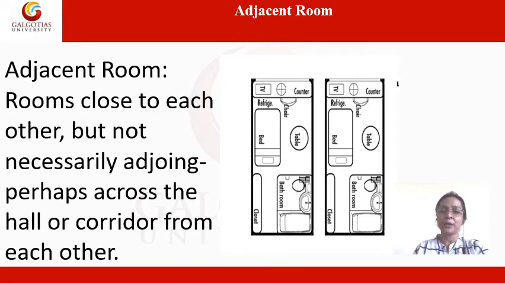So we have here the adjacent room that you can see. This is a room and this is another room. Though they do have the same features, they should not face each other; rather, they should be across the corridor. So this is all about the adjacent room. Let's understand what next type of room is there with us to understand about the layout.